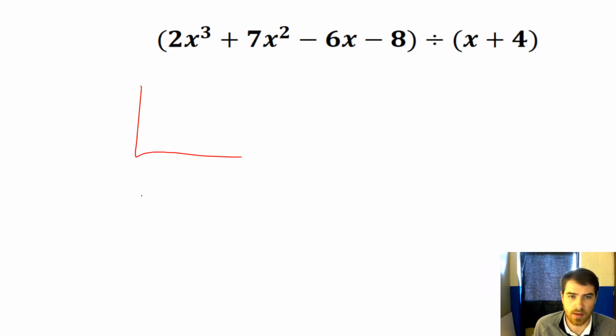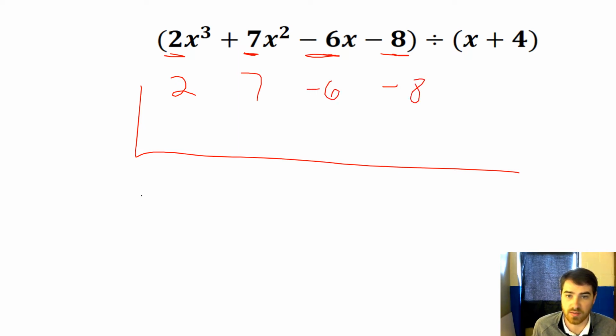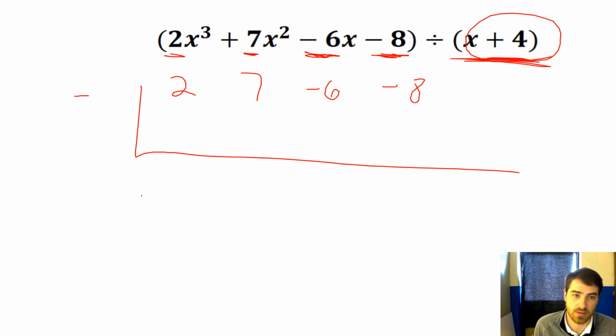You set up a little box right here, the coefficients 2, 7, -6, and -8. Those go at the top of your box. So you write those there. We got 2, 7, -6, and -8. Make sure you keep the right sign. Whatever you're dividing by, the opposite of this number goes out here. So -4, you're going to see if -4 factors into this.